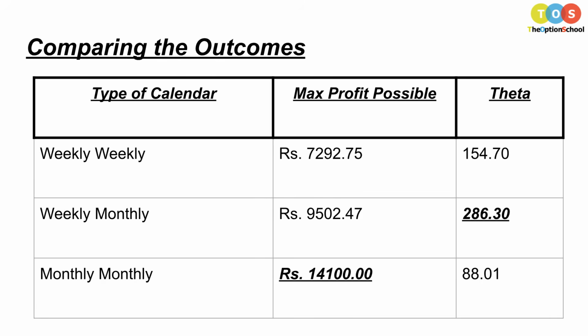The second comparison can be the maximum possible profit, which is very high in monthly, but yes, you can always say that weekly can be repeated 3-4 times. So that is very similar. Another comparison is about theta. Now this is the main secret. In case of theta, we find weekly-monthly is best compared to weekly or monthly. This information really puts us ahead of so many traders as far as managing calendar spreads is concerned.